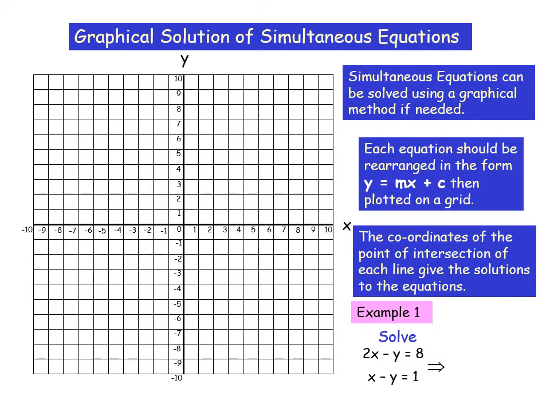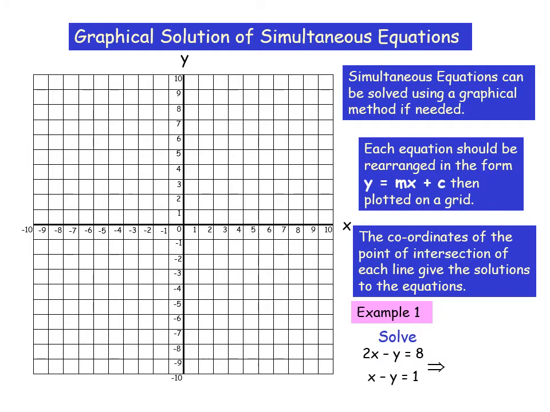This is the example: 2x minus y is equal to 8. This is equation 1. Then equation 2 is x minus y is equal to 1. So how do we solve these equations on the graph?